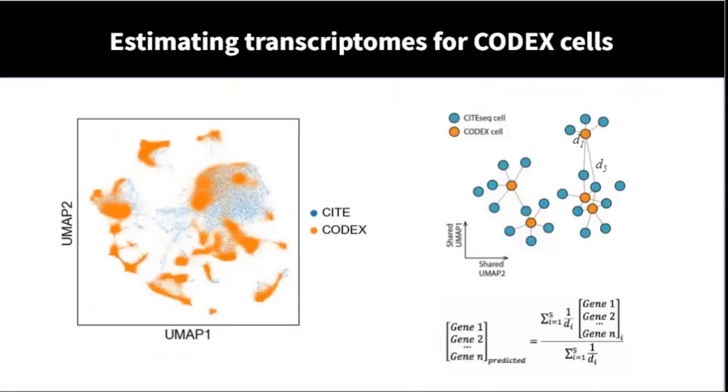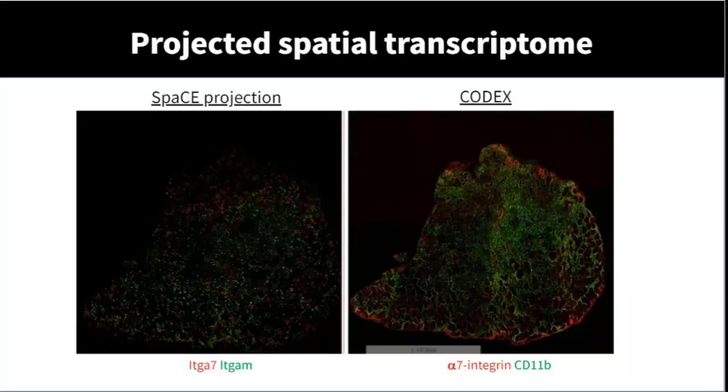So for each CODEX cell, we then calculate a transcriptome using just k-nearest neighbors in this shared latent space in CITE-seq space. And basically, we use an inverse distance-weighted mean for every gene that's expressed by the nearest neighbors. And we were actually able to get a decent projection or estimate of spatial transcriptomes. You can see here integrin alpha-7 mRNA and CD11b mRNA versus the CODEX protein data that we detected.